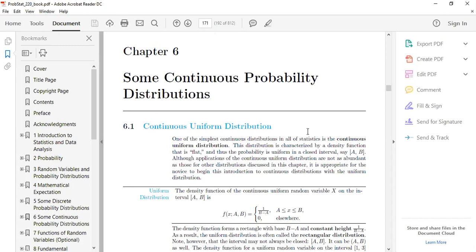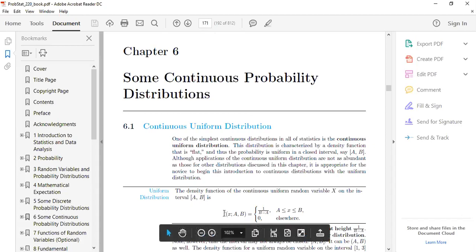If you take an open interval, we are still going to take the integration from the lower limit to the upper limit, from the initial point to the final point, and that's why it is just the integration. The density function of the continuous uniform random variable x on the interval a to b is given by f(x; a, b) = 1 over b minus a, where x lies between a and b. Otherwise, it is 0.